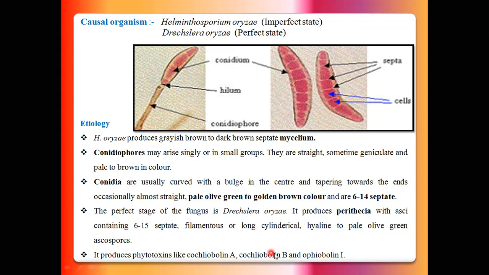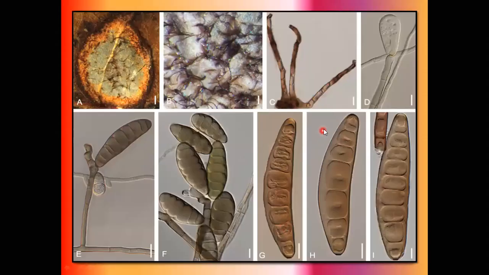So this pathogen produces phytotoxins. Okay, so this is the morphological structure of the Helminthosporium conidia. This is 1, 2, 3, 4, 5, 6, 7 or 8, meaning 6 to 14 septa are generally produced within this single conidia.